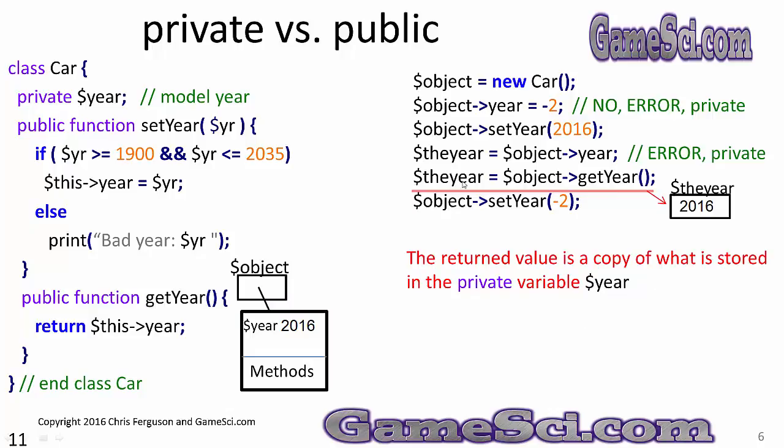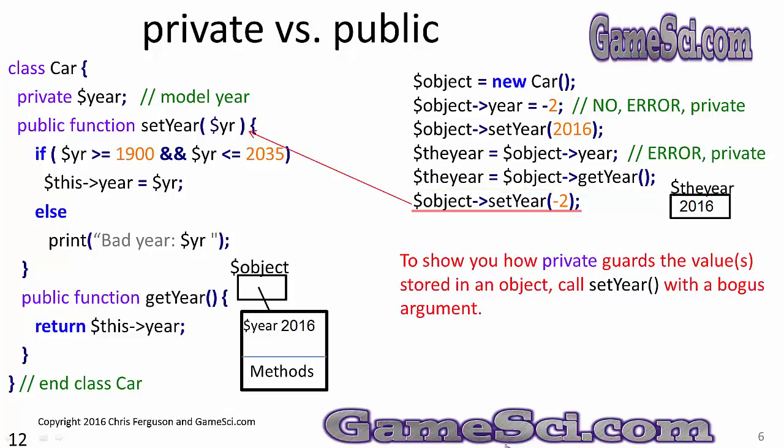Are you getting the picture? Private variable means you have to ask to change it. A private variable means you have to ask for the value. And if it wants to give you the value, it will. And that's what it did, and we assigned it to the year. Just to show you why we're doing this, to show you how the private variables guard the values stored in an object, let's call setYear with a completely bogus argument.